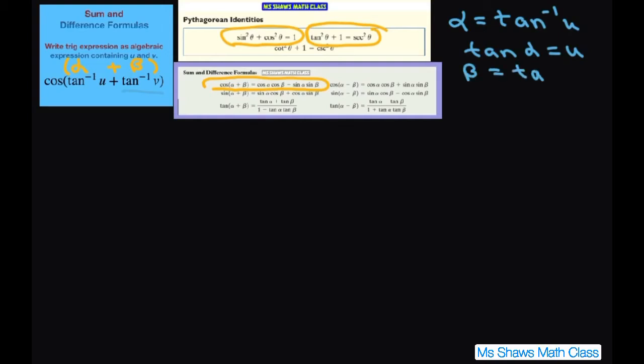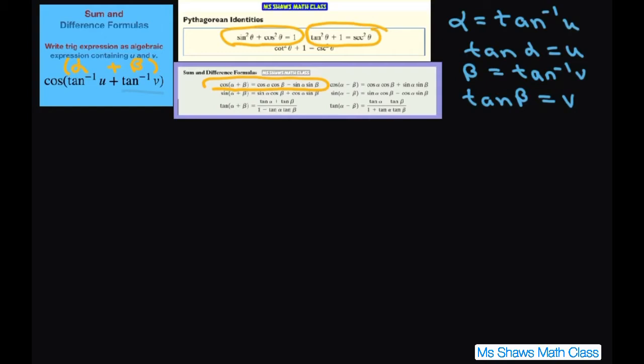And what we're given is tangent. So we're going to also use this Pythagorean identity to help us find cosine and sine, and this one as well. So let alpha equal inverse tan of u. So tan of alpha equals u. Similarly for the beta, we have beta equal inverse tan of v. So tan of beta equals v.